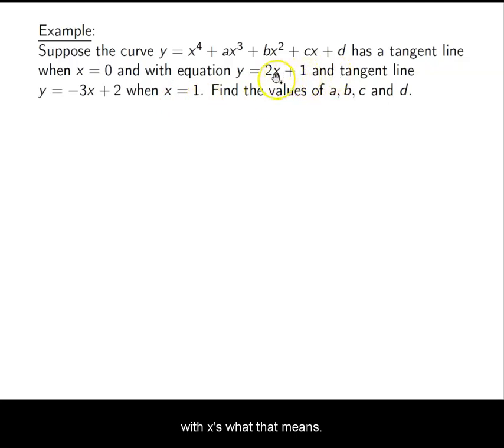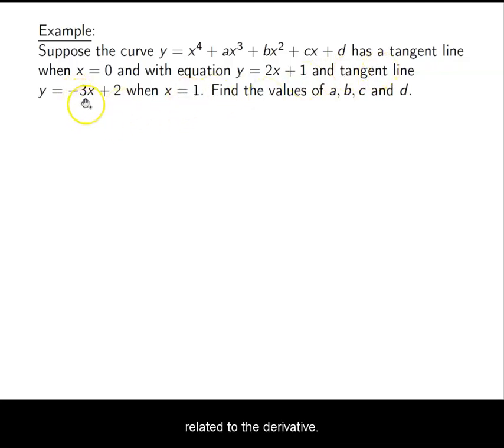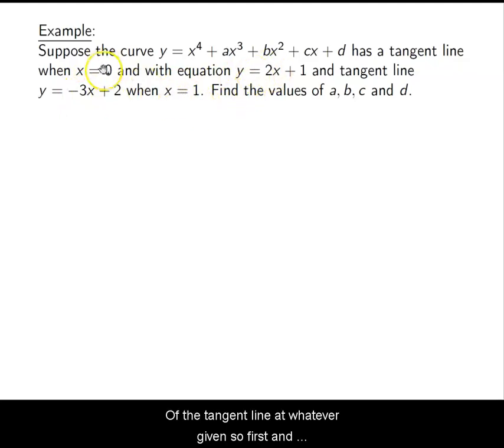So that means that when x is 0, the slope of the tangent line is 2. So the derivative of this function equals 2 when x is 0. The derivative of this function equals -3 when x is 1. Because remember, the tangent line is related to the derivative, and the derivative tells us the slope of the tangent line at whatever given point.